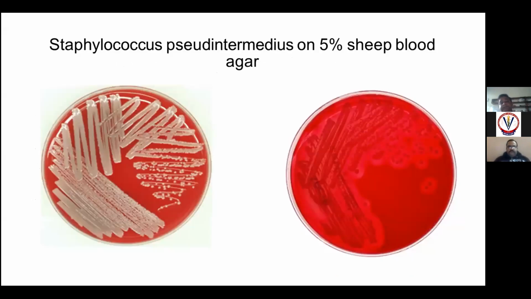This is the picture of these grayish colored colonies, and on the other side you can see the hemolysis pattern, which is really a good characteristic to suspect Staph pseudintermedius in your culture.